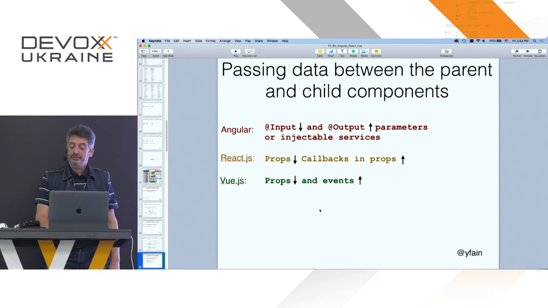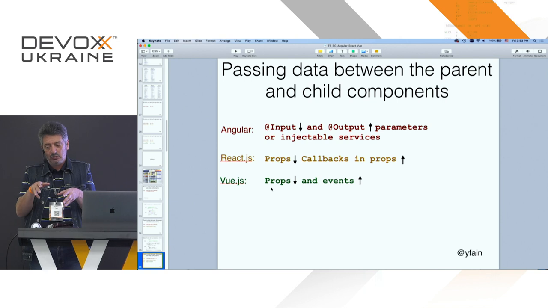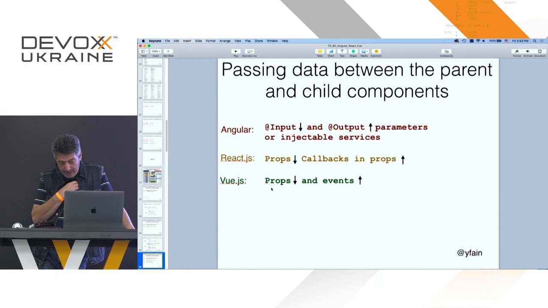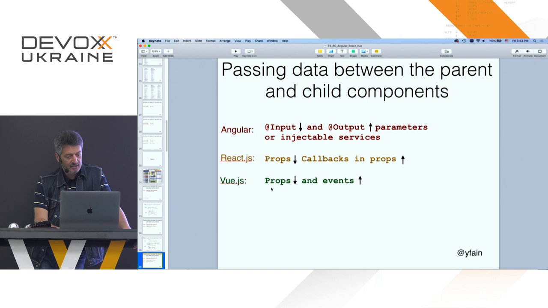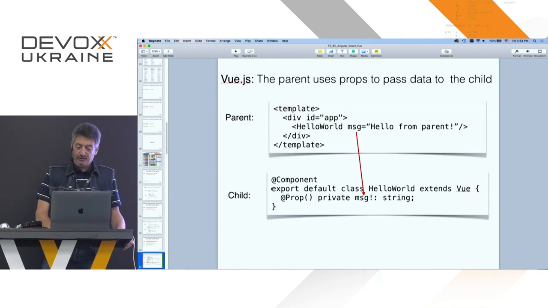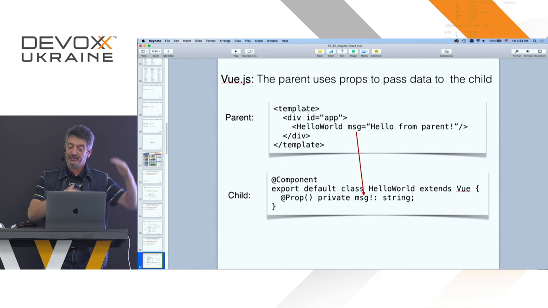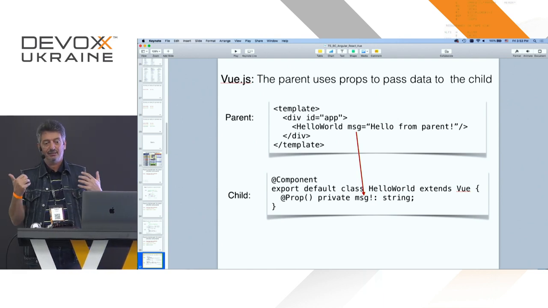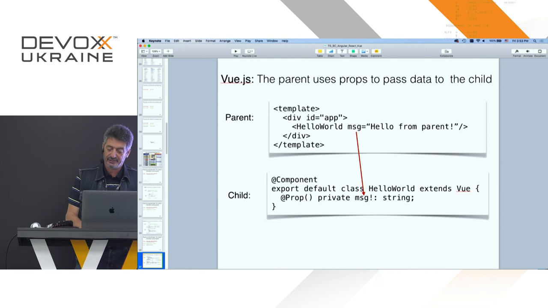In Vue, they also use the concept of props. So parent passes data down to the child, and on the way back, the child can emit events, similarly to Angular. So in this example, let's see, we have a parent. In Vue, there is a section called template. Everywhere when they say template, they mean UI, some markup. In a simple case, it's HTML.